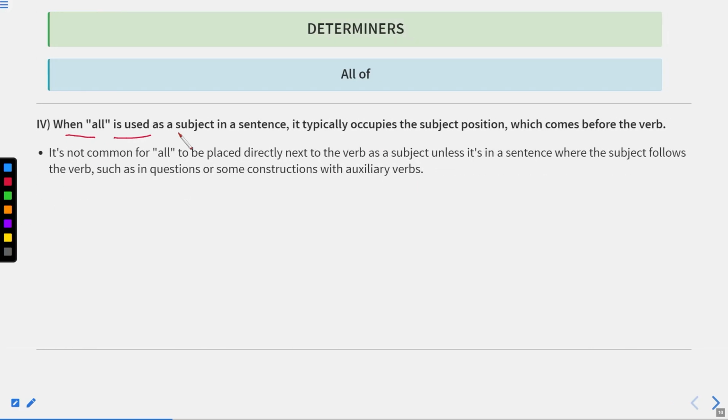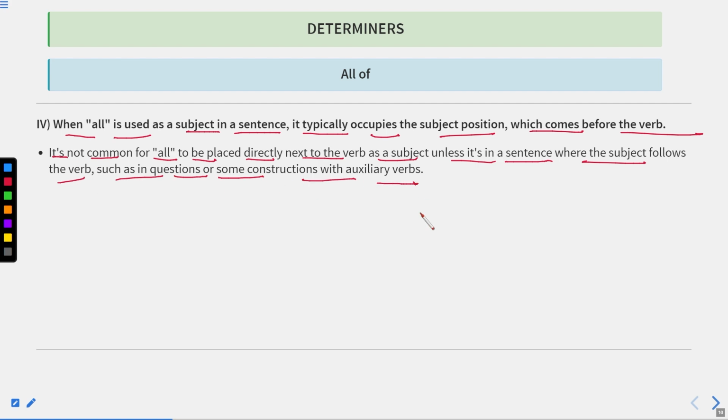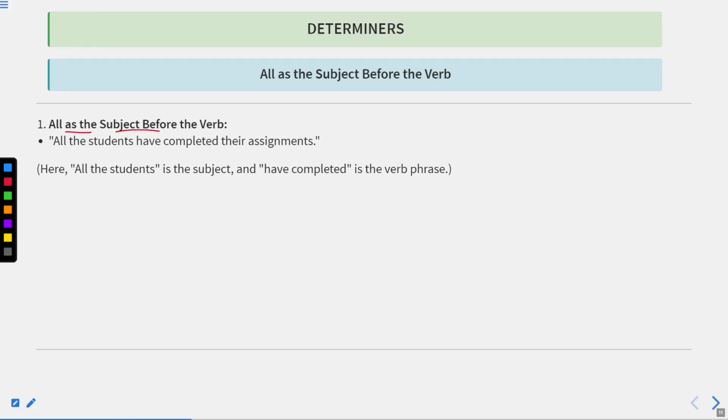Now, when all is used as a subject in a sentence, it typically occupies the subject position, which comes before the verb. It is not common for all to be placed directly next to the verb as a subject unless it is in a sentence where the subject follows the verb, such as in questions or some constructions with auxiliary verbs. All as the subject before the verb: all the students have completed their assignments. Now here you can see all is the subject of the sentence.